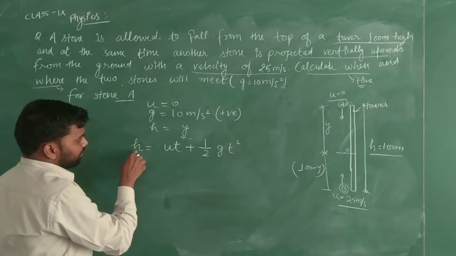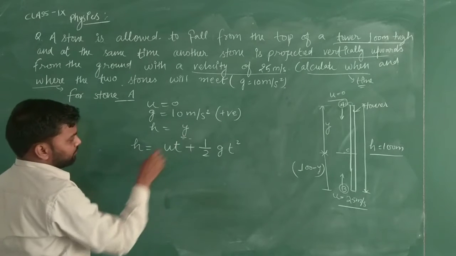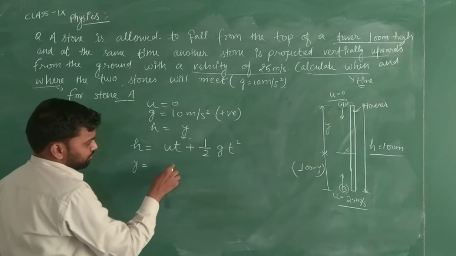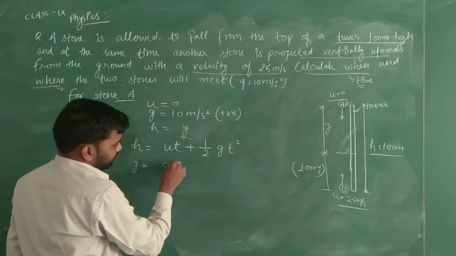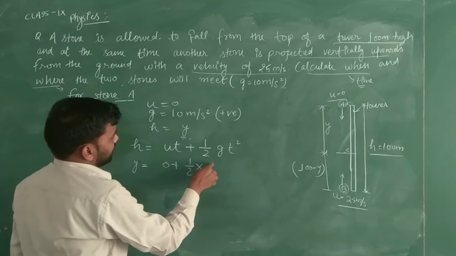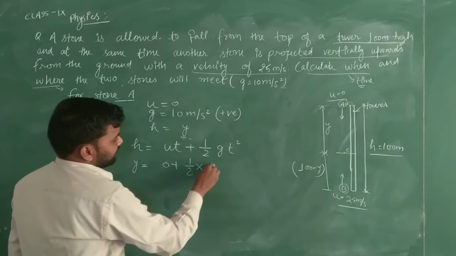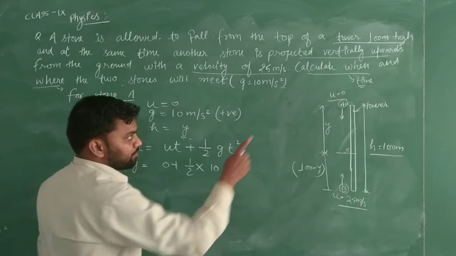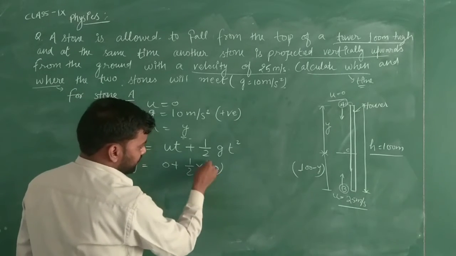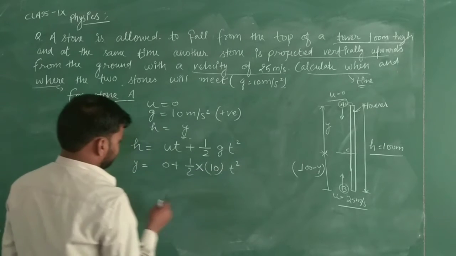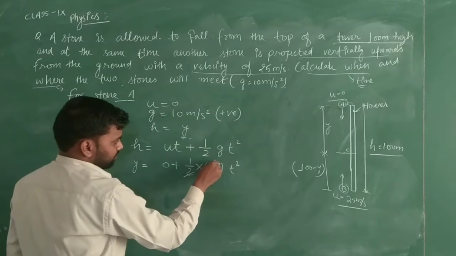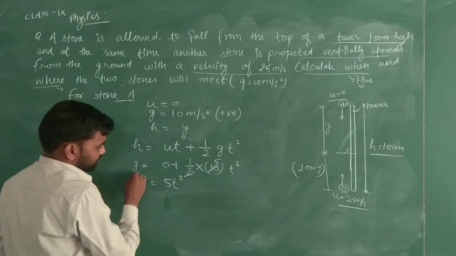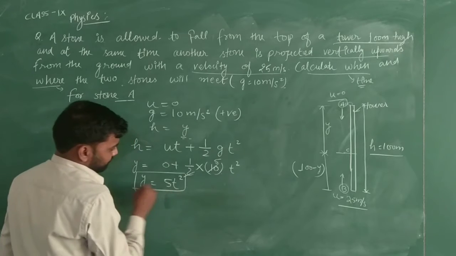So, what will be the value of h? We will put here y, and u is 0. So 0 plus 1 upon 2 multiplied by the value of g. It will be 10 and positive 10, okay students, because the object is coming in the downward direction. y equal to 5t square. It is equation 1.